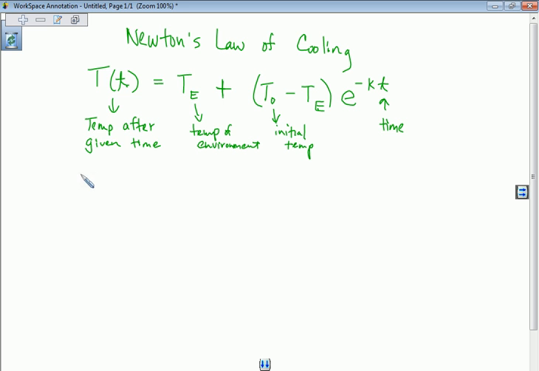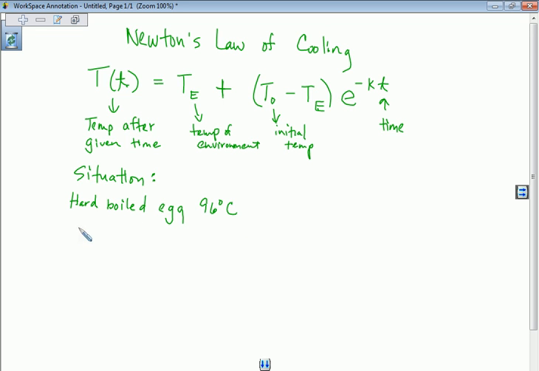All right, so here's our situation. We have a hard-boiled egg, and the hard-boiled egg is currently 96 degrees Celsius. It's pretty warm, right?